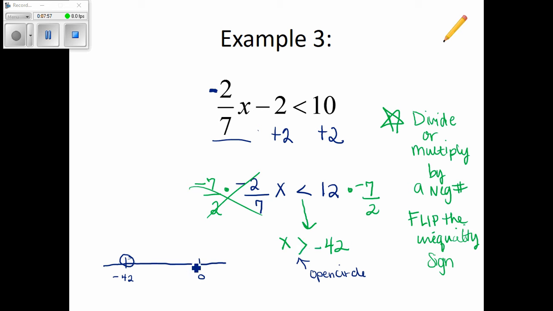So what's greater than negative 42? Well, negative 41, negative 39, negative 25. 10 is greater than that. So everything to the right of negative 42 is a solution to this inequality. So more than one solution would make this inequality true. Okay, so we will go ahead and do another one.